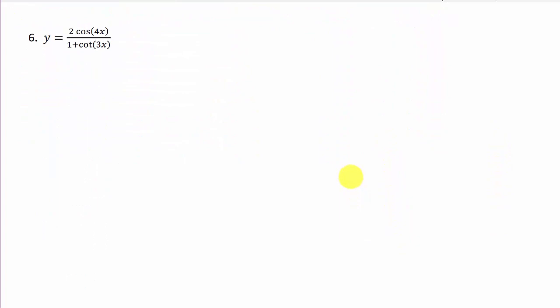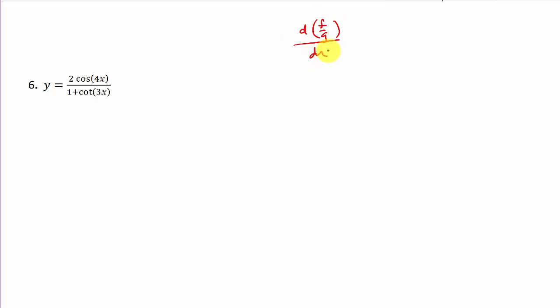Alright, so now let's look at this one. Here we have the quotient rule. We just got finished doing some with the product rule. What about the quotient rule? Well, remember the quotient rule. If you take the derivative of a quotient, so I've got the derivative of f over g, well, remember that's the derivative of the numerator times the denominator minus the derivative of the denominator times the numerator, all that over the denominator squared.